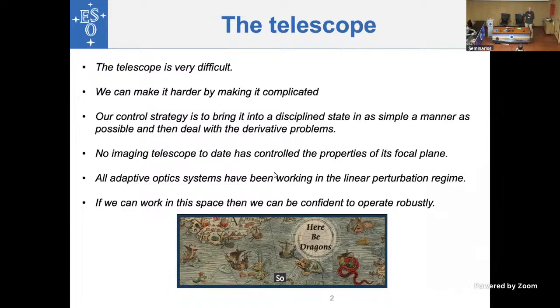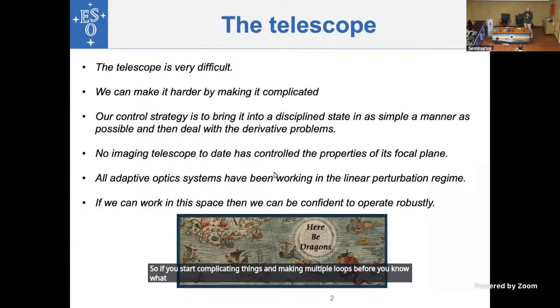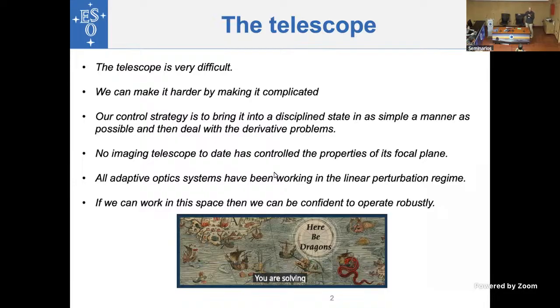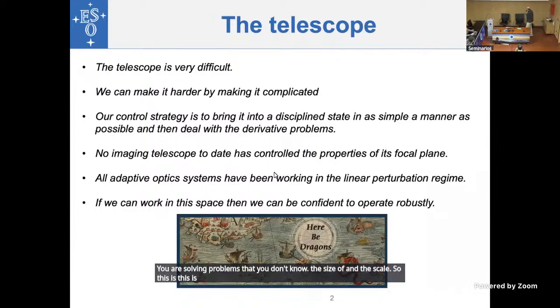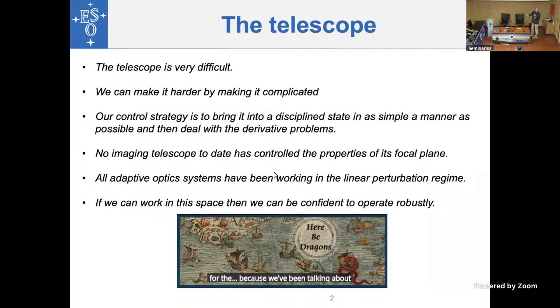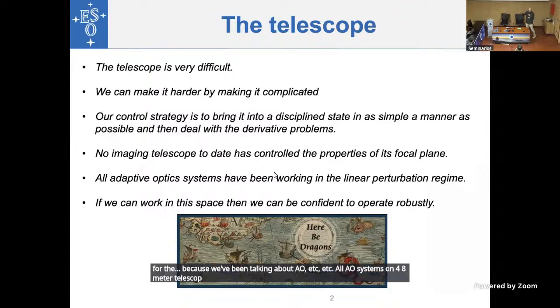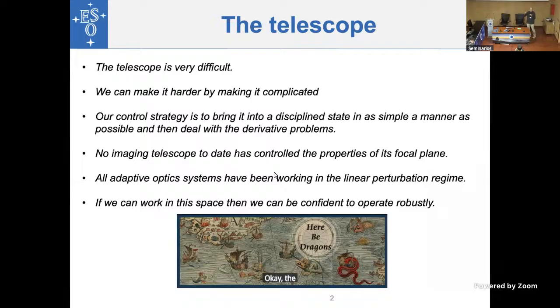So if you start complicating things and making multiple loops before you know what the system will actually be like, you are solving problems that you don't know the size of and the scale. So this is relatively important. Because we've been talking about AO, et cetera, all AO systems on 4-8 meter telescopes are working in a perturbative regime. Okay? The small deltas on top of a very nice, quiet system.